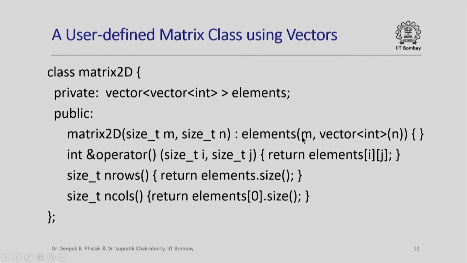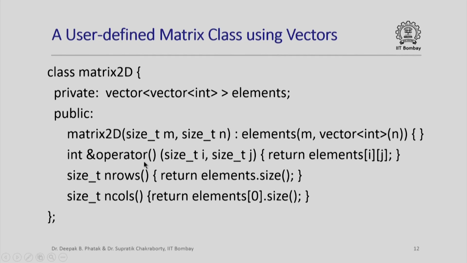So what is the constructor for vector going to return when it is passed these parameters? Recall that when I pass parameters like this when declaring a variable of type vector, this is the size of the vector and this is what each element of the vector should be initialized to. So here I am saying that elements should be initialized to a vector of size m, where each element of that vector is an integer vector of size n. So really I am initializing elements to a two-dimensional matrix of size m by n.